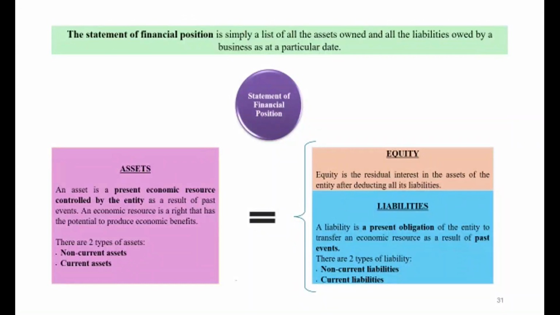to the statement of financial position. The statement of financial position is simply a list of all the assets owned and all the liabilities owed by a business as at a particular date.